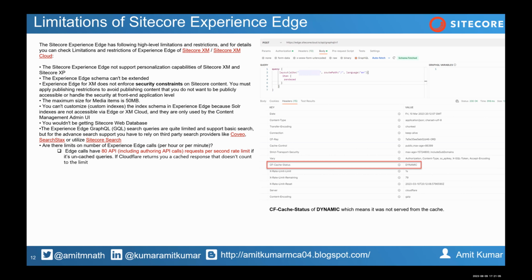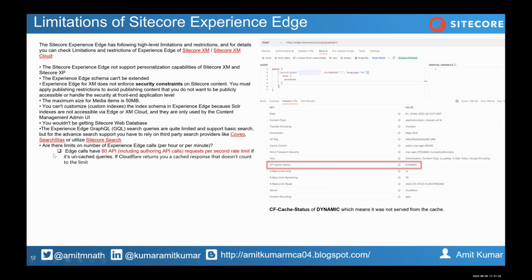If you have to do that, then you need to rely on a third party search provider like Coveo, SearchStax, Sitecore Search, or you need to provision your own Solr box, and with the help of webhooks, when you are publishing data to Experience Edge, during that time you need to publish the data to your search provider. So those are the things you need to do when you are moving to Experience Edge. So while you are proposing or using Sitecore Experience Edge, you need to consider this limitation also.